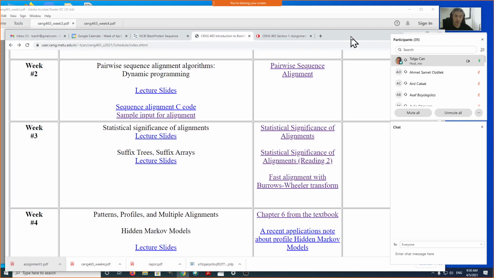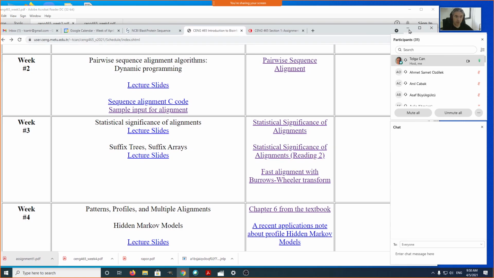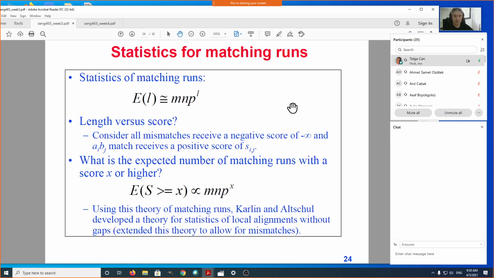I'm going to show how to compute the p-value, which is the probability. But yeah, that's the plan for today. We are going to finish the statistical significance of alignments in the first hour, and then I'm going to start the new chapter, which is suffix trees, a data structure which allows us to perform exact small pattern searches in very long strings very fast after you index your long genome by building a suffix tree out of it.